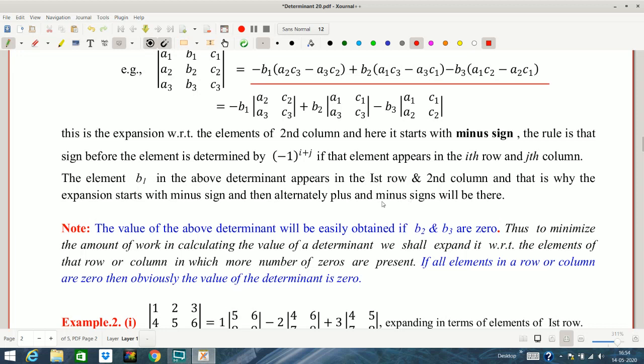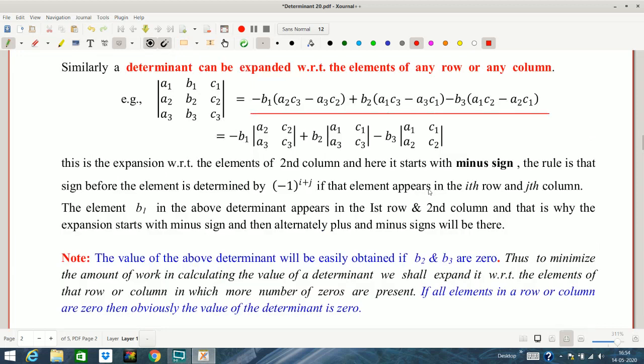Here B1 occurs in the first row, second column, and that is why the expansion starts with a minus sign, and then alternately plus and minus signs will come. If you find the sign before one element, then the next element will have the opposite sign to the previous element. Like this it can also be written easily.